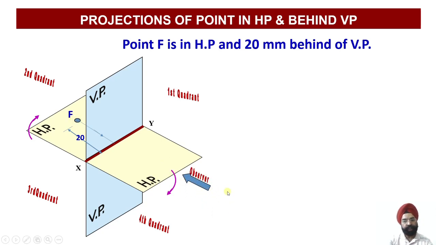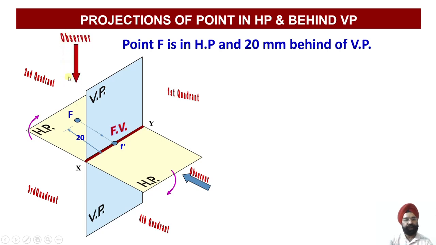And since it is lying behind VP, we can now once again try to draw the front view. So please check. Once we look at this object from the front, or the point from the front, its projection will appear on the XY line, because the distance from HP happens to be 0. So at a 0 distance from reference line, that is on XY reference line, the front view will be obtained. So just see, front view we have obtained.